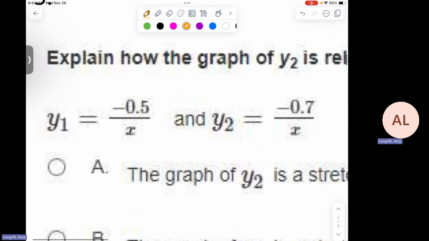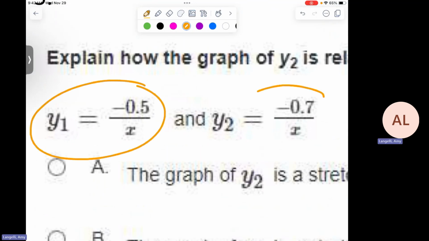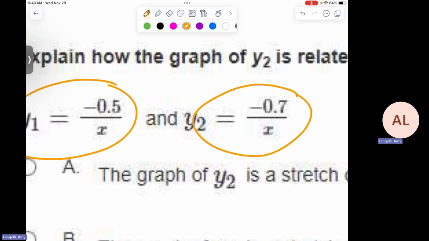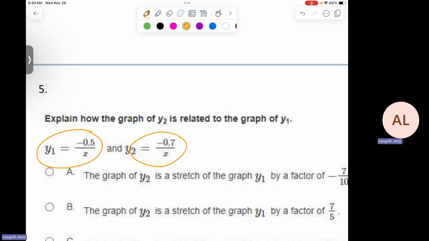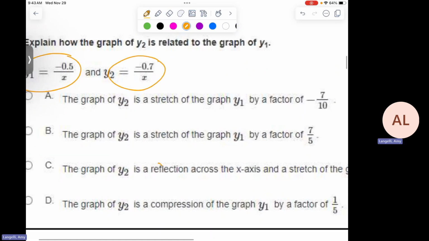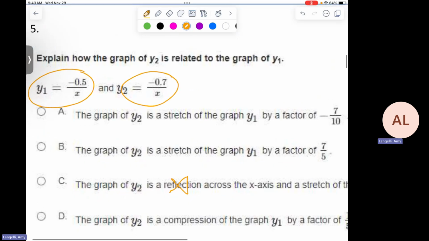All right. When we look at this graph, and we can compare it to this graph, is it reflected? It is not reflected. Why isn't this reflected from one to the other? They're both negative. If one was positive and one was negative, then we could say they're reflected. All right. So we can get rid of the reflection because they're both negative. Now we have to think about this one.